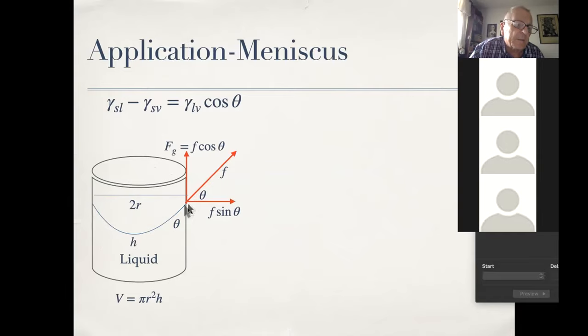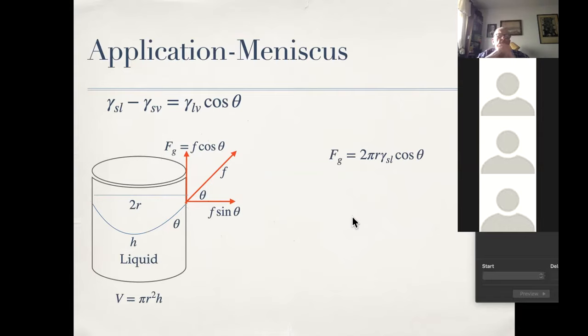This is the meniscus. The height of the liquid is denoted by H, and on the edge of the solid and the liquid in the container, we have a balance of forces, and the balance of the surface tension forces must obey the Young equation. So let's concentrate on the vertical force balance, the force acting on the edge of the surface of the liquid touching the surface of the solid.